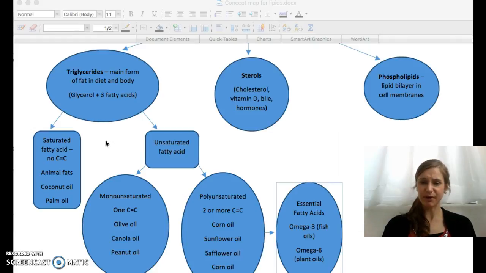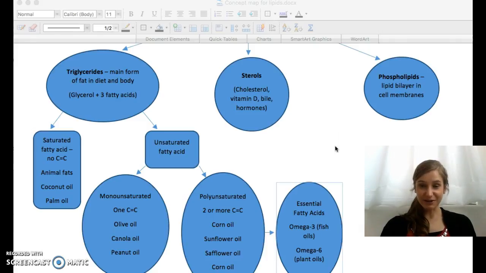And some examples of polyunsaturated fats would be your plant oils. And two types of fatty acids that actually fit in the category of polyunsaturated fats are your essential fatty acids. There's actually two types of fatty acids that we have to get from food, and these are our omega-3 and omega-6 fatty acids. These are types of polyunsaturated fats.